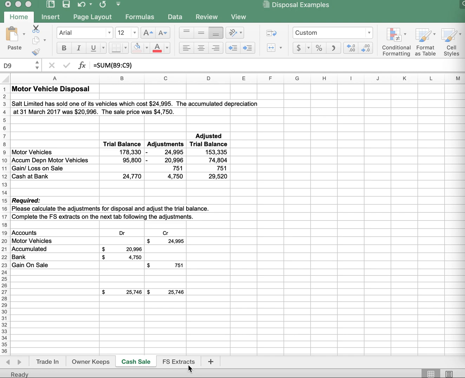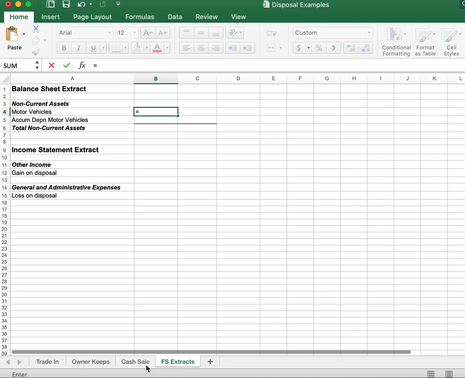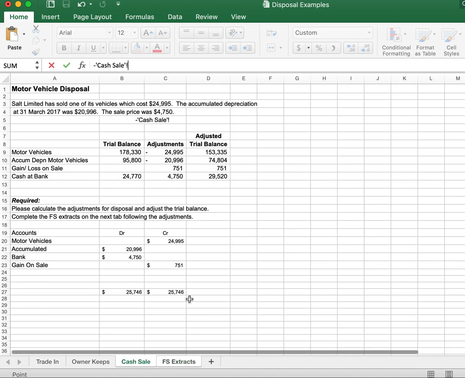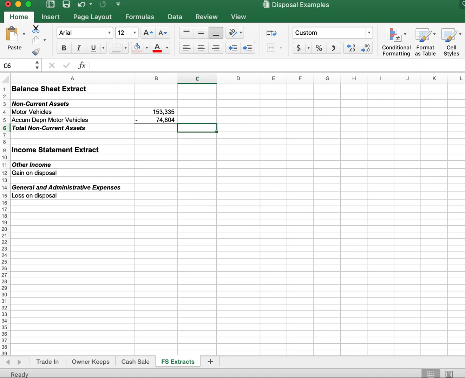So then the final one, which is the financial statement extracts, is only for this last example. It's an extract, so it's not the full balance sheet and it's not the full income statement. What it says is, how much is the motor vehicle closing balance? It is that, less the accumulated depreciation balance, and that will give you what the total non-current assets are: the motor vehicles less that.